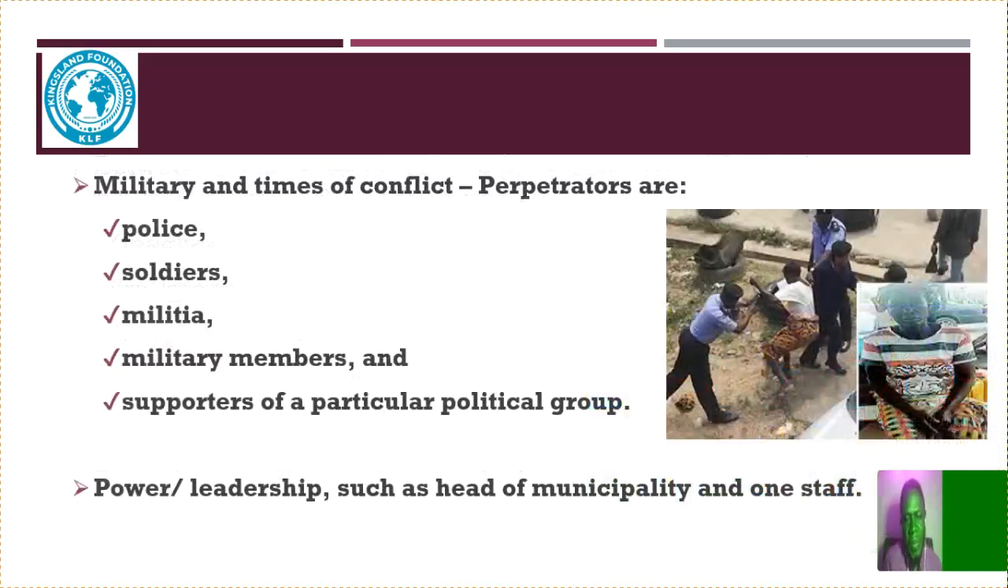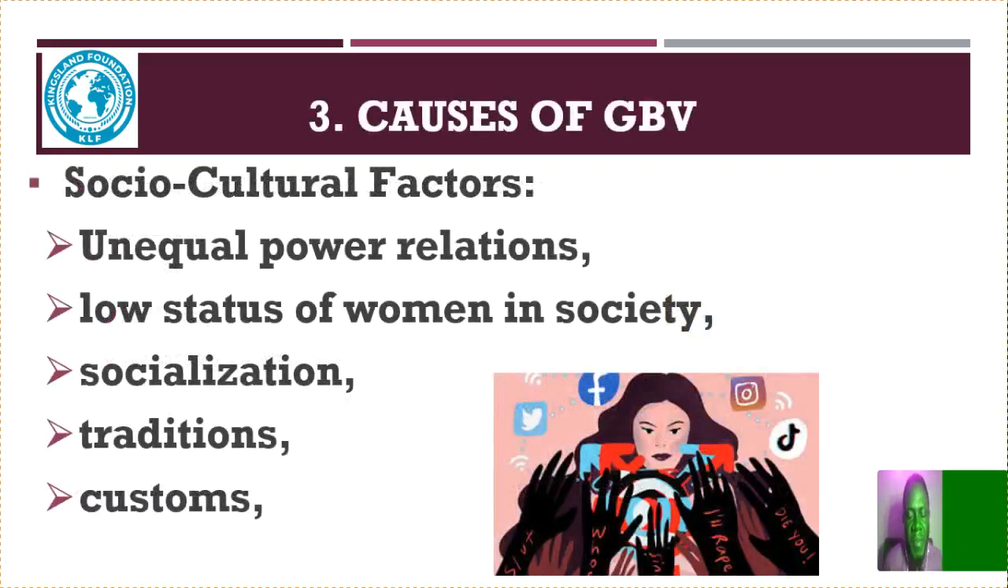During times of conflict, it is also perpetrated by the police, soldiers, military members, and supporters of a particular political group. Also political leadership, such as heads of municipalities and other staff. So all these people are involved in the perpetration of gender-based violence.